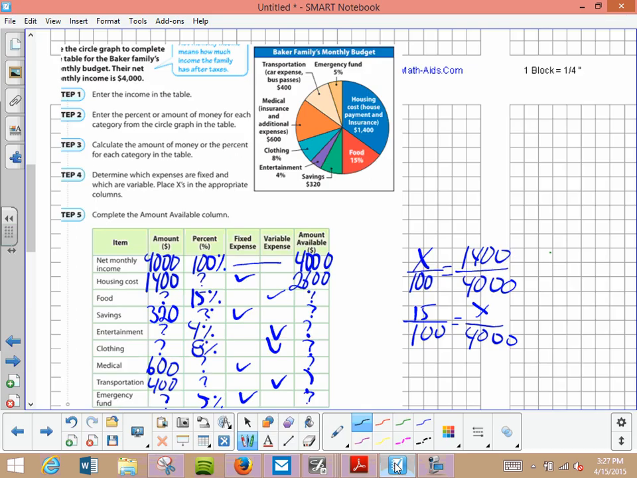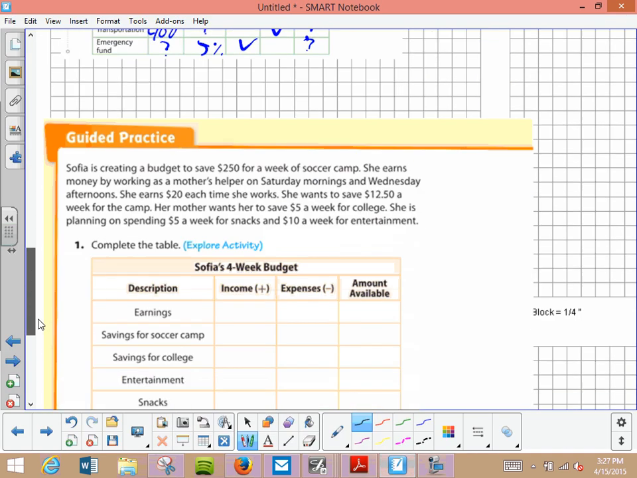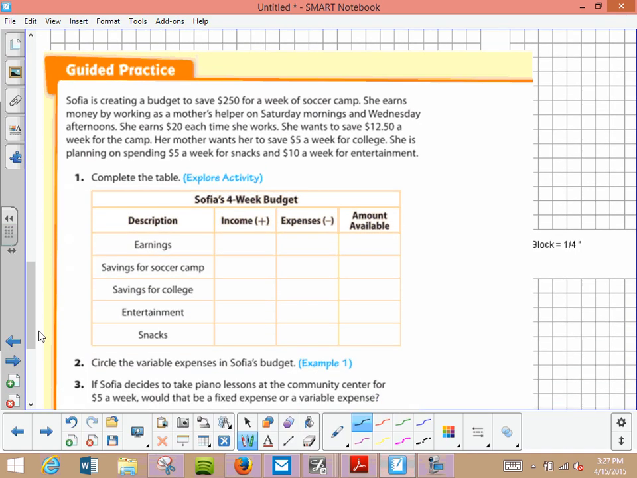20? Are you sure? How many times does she work though? You've got to read the problem. She earns $20 every time she works, and she works Saturdays and Wednesdays, so how much money is it? 40. That's right. So you put it under income, $40, and that means you have $40 available.